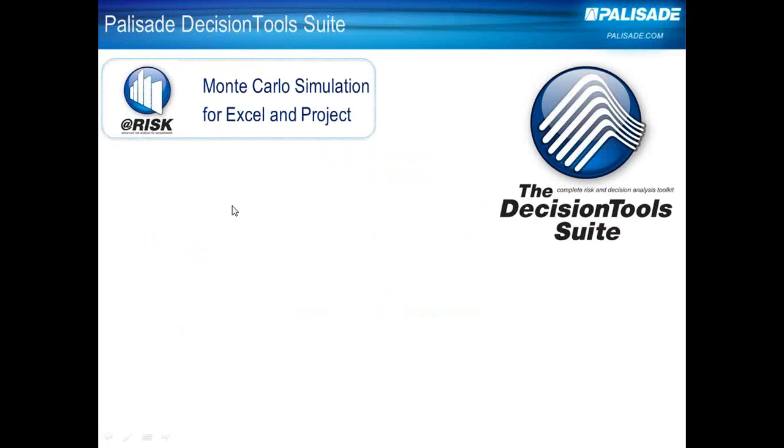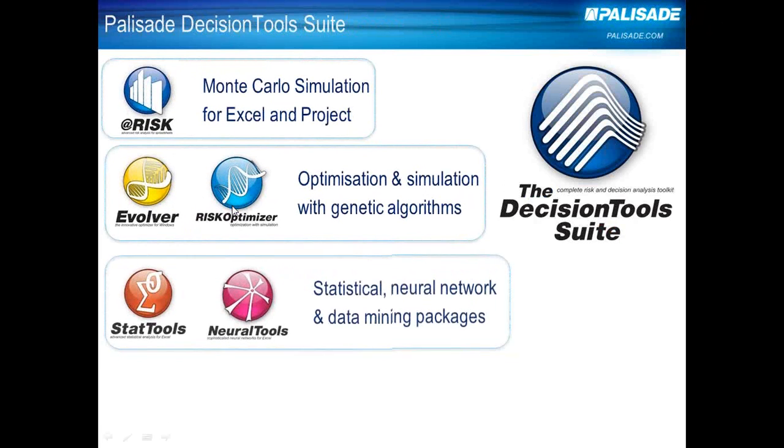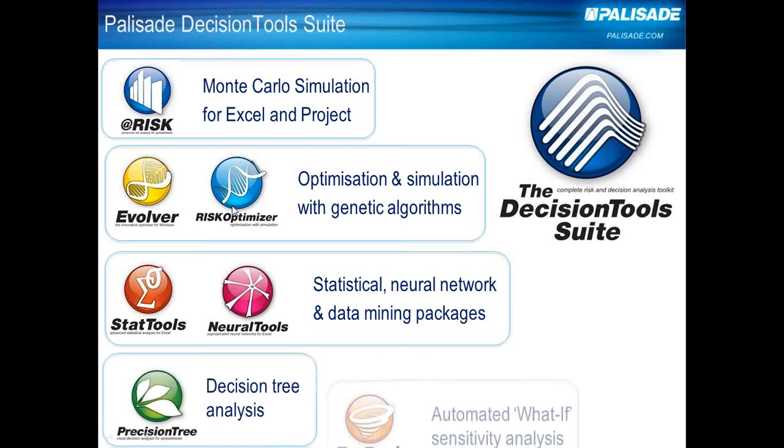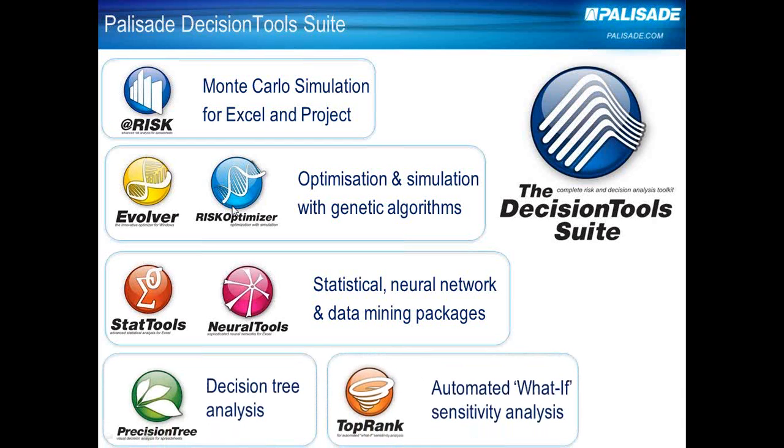So what do Palisade make? Well, we make a set of 7 different tools, and the different tools give different types of risk and decision analytical capability within Microsoft Excel. They all add some functions into Excel which enable you to do things that are otherwise quite difficult or impossible to do.